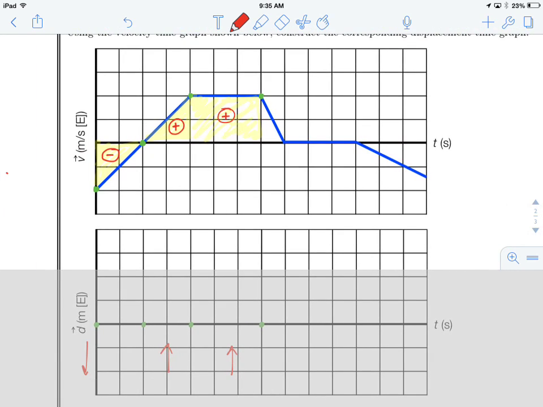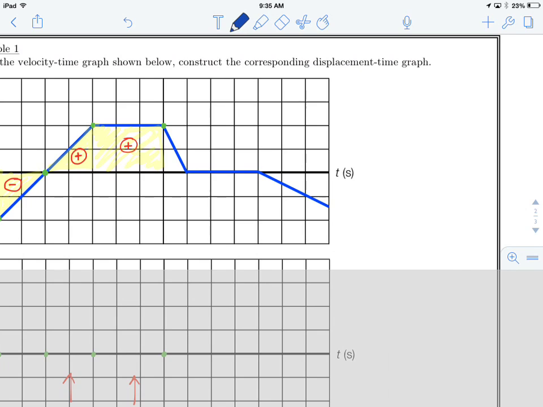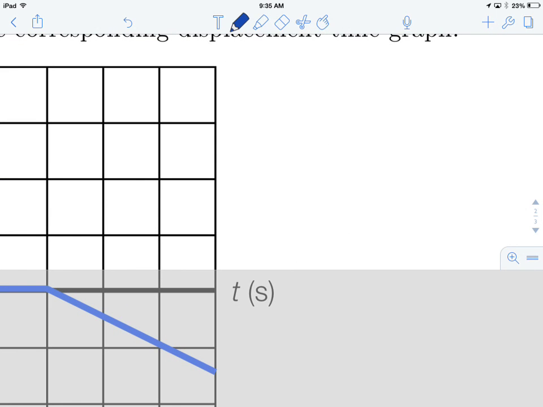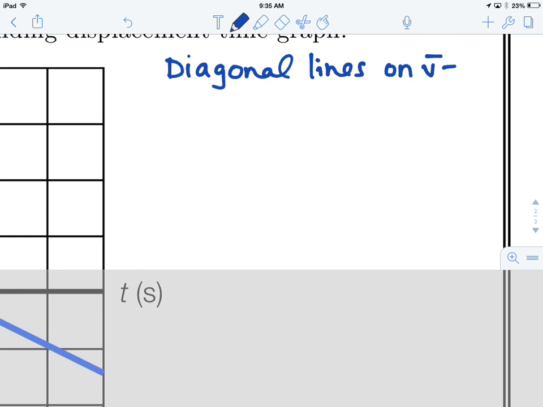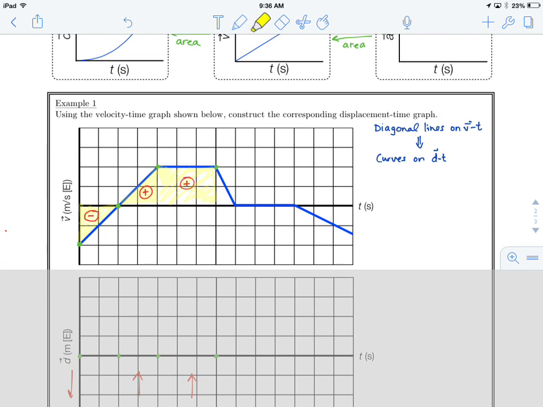And what we know, this is another little clue, is that we can make a note up here: we know that diagonal lines on VT tell us we get curves on DT. Right? So diagonal lines on VT, and we get curves on the DT graph. So when we look at this line right here, that's a diagonal, so we're going to get a curve down here. This right here is a diagonal line, so we're going to get a curve down here.